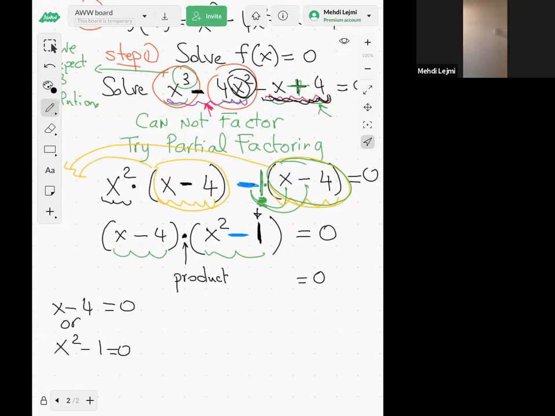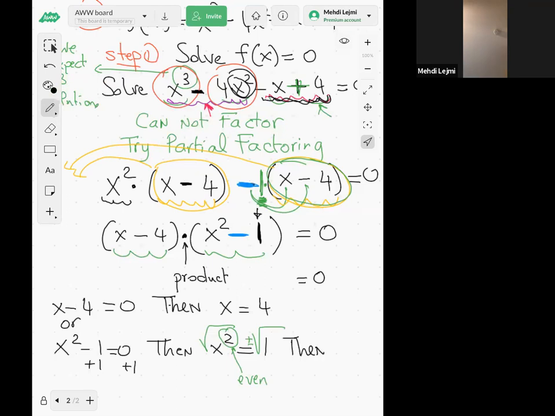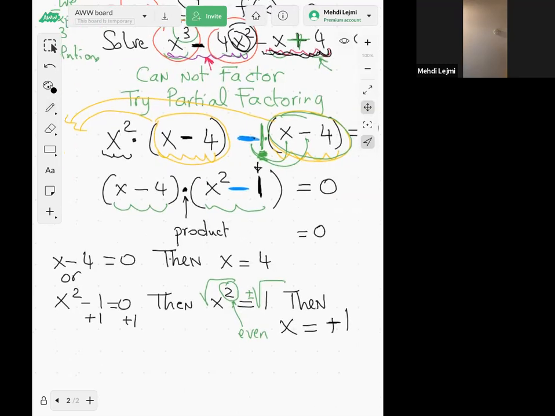Right? So if x minus 4 is 0, then x is going to be equal to 4. If x squared minus 1 is 0, then x squared would be, of course, plus 1 here, then x squared would be positive 1. You apply the square root, and because the power here is even, then you're going to need the plus or minus. So then x is plus 1 or x is negative 1.